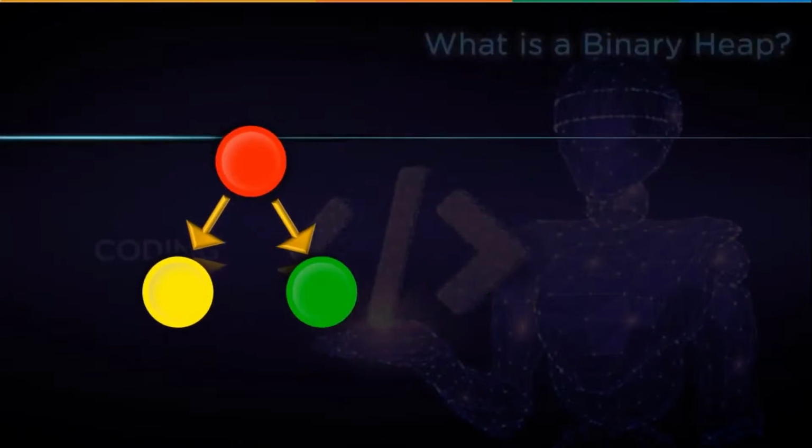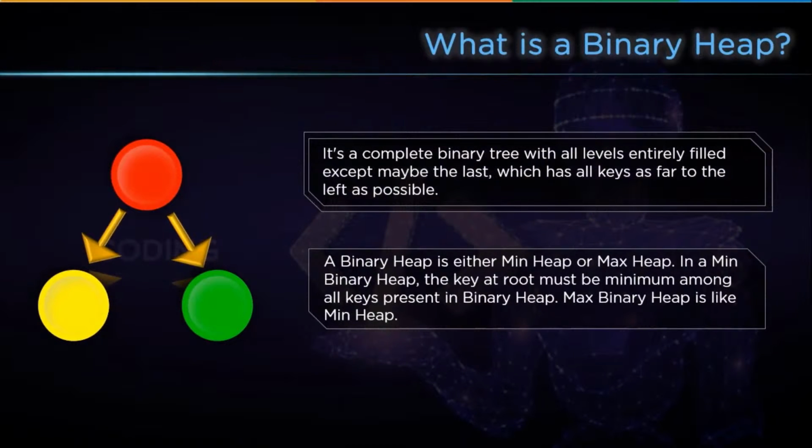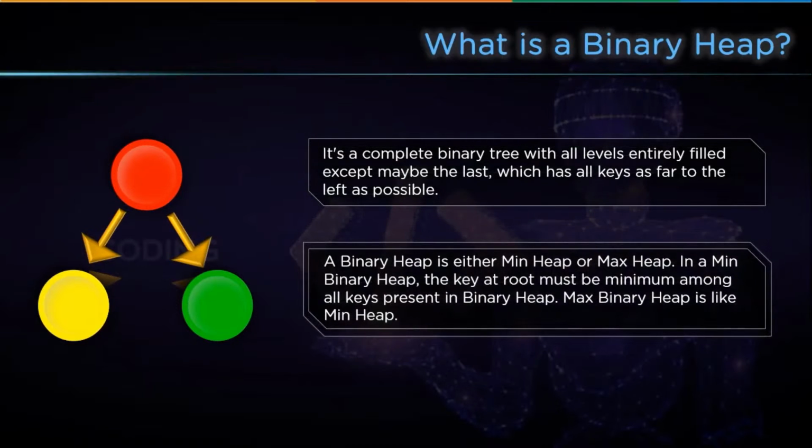Let's get started with what is a binary heap. It's a complete binary tree with all levels completely filled except the last level, where all leaves are to the left as far as possible. A binary heap can be either min heap or max heap. In a min binary heap, the element at root must be minimum among all elements present in the binary heap. Max binary heap is like min heap, where root must be maximum among all elements.